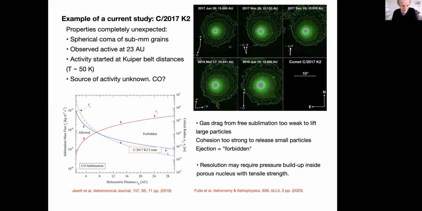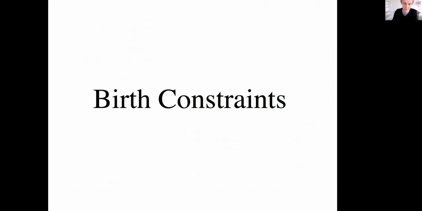I just thought I'd put in an observation to show you that research on Oort cloud comets is current and exciting. This is an area of mystery where observations can make a big difference. But to save time, I'm just going to skip over this and refer you to the papers mentioned at the bottom. So lastly, let me talk about birth constraints.